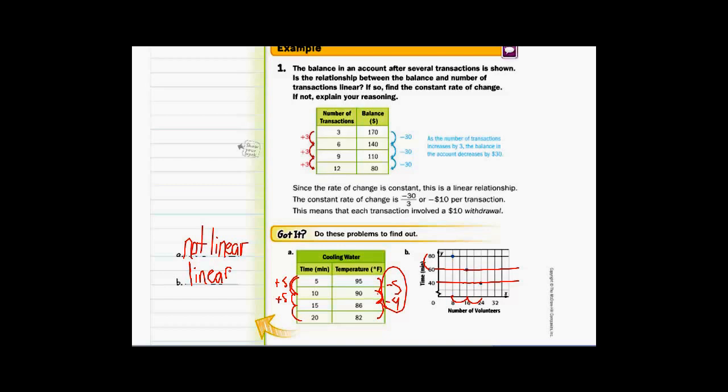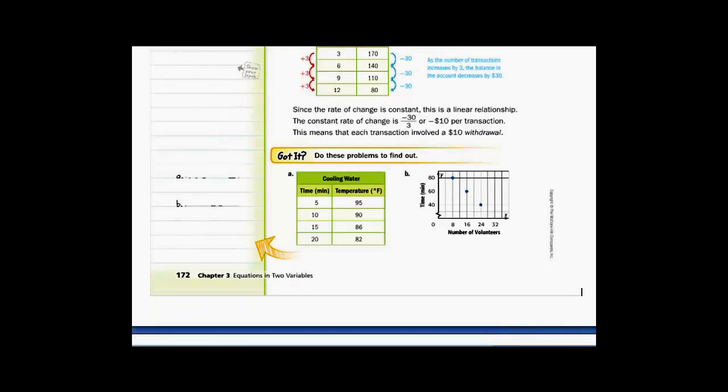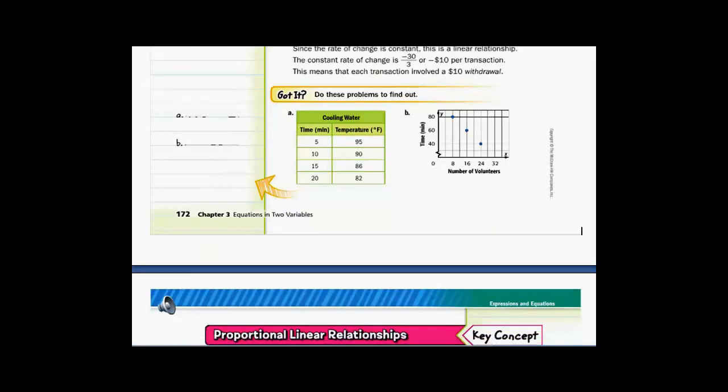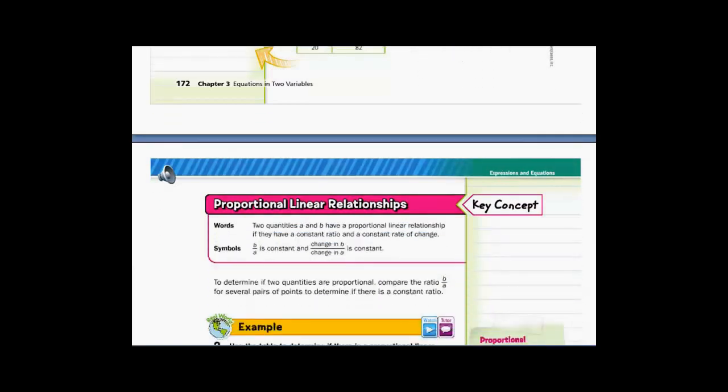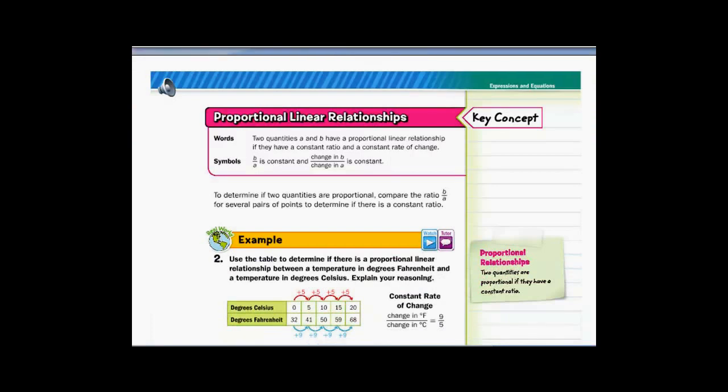Moving on to proportional linear relationships. So same kind of thing, only they just add one other twist. Oh, what now? Now you don't want to go so fast? What? Crazy board. All right, proportional linear relationships. Two quantities, A and B, have proportional linear change if they have a constant ratio, so constant rate of change, and a constant. So constant ratio and constant rate of change.